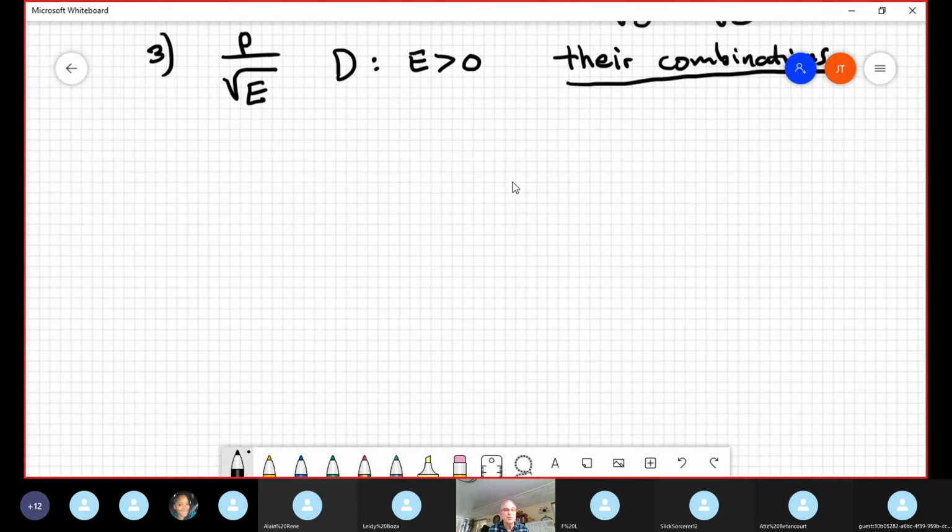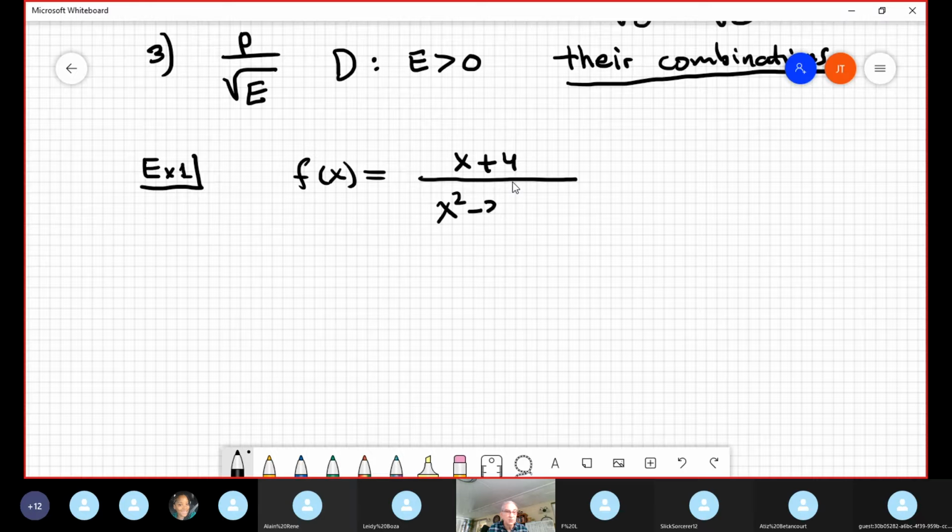Let me go to example one. Example one is one function, okay, the name is f of x, plus 4 divided by x squared minus 2x minus 3. And the question is, determine the domain and express the answer in interval notation. So always in the test, guys, interval notation. This is a classical notation that we are using.